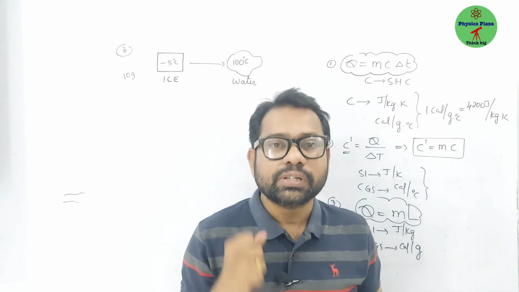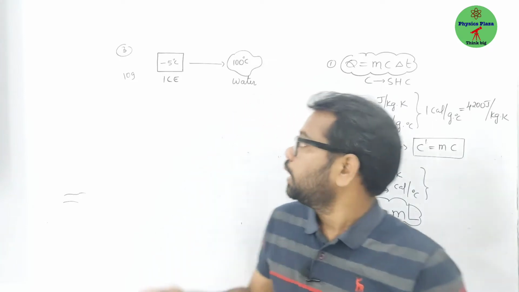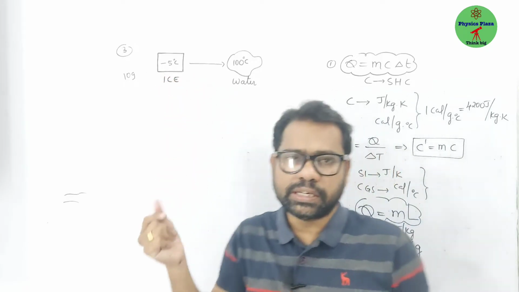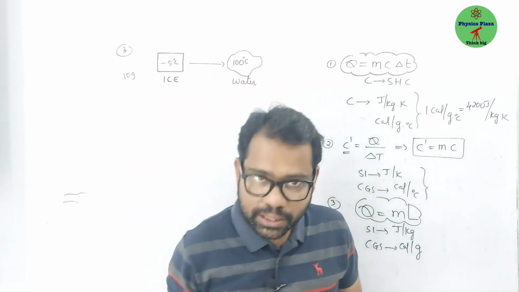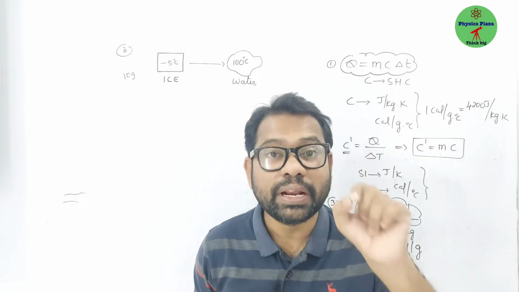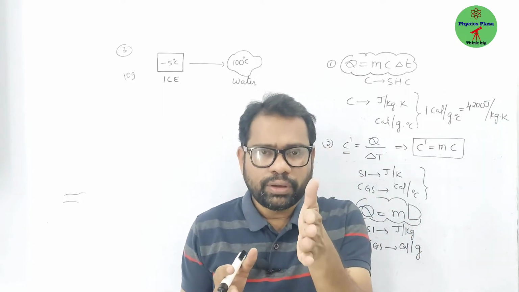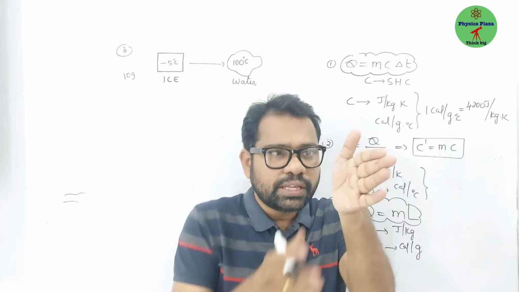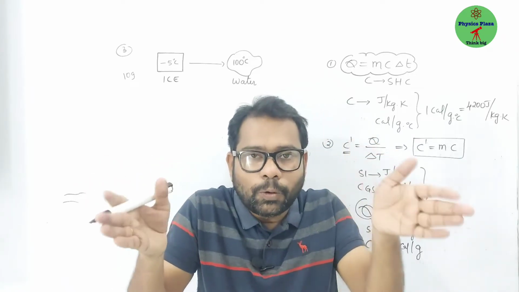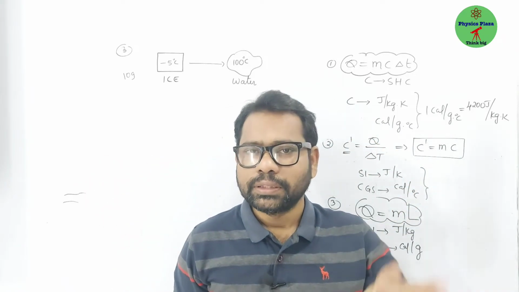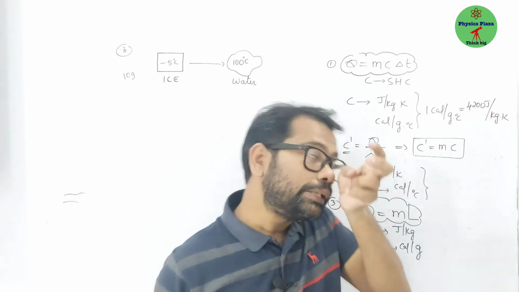First of all, my question is: do you think that ice at minus 5 degrees Celsius will directly convert into water at 100 degrees Celsius? That is a point where we have to think. What I mean to say is, do we get a stage from ice at minus 5 degrees Celsius to water at 100 degrees Celsius directly? No, it won't happen. There are 3 to 4 stages involved. Let us see those stages.